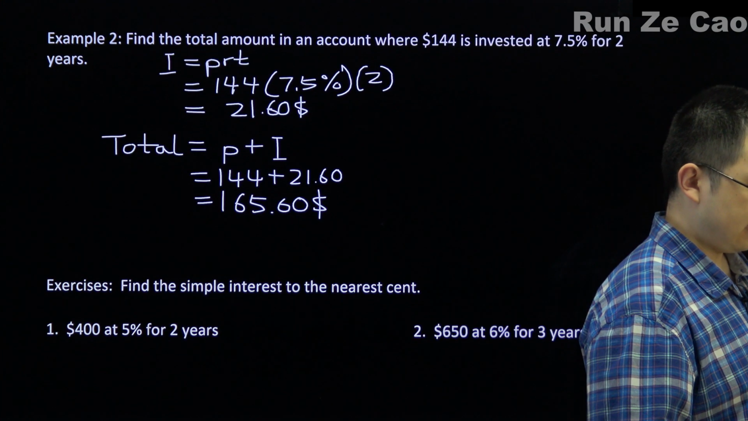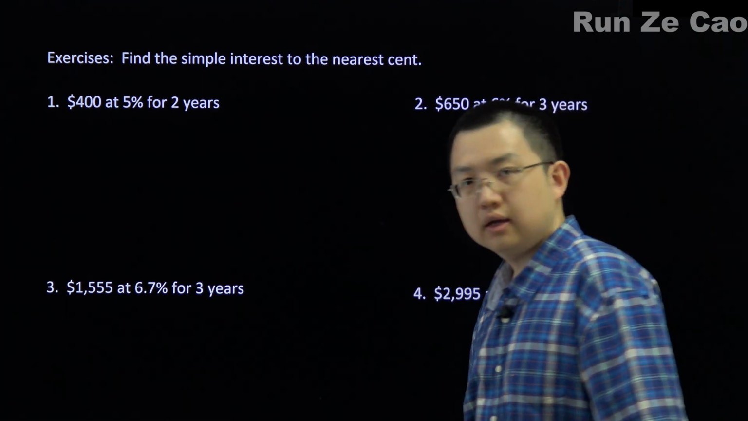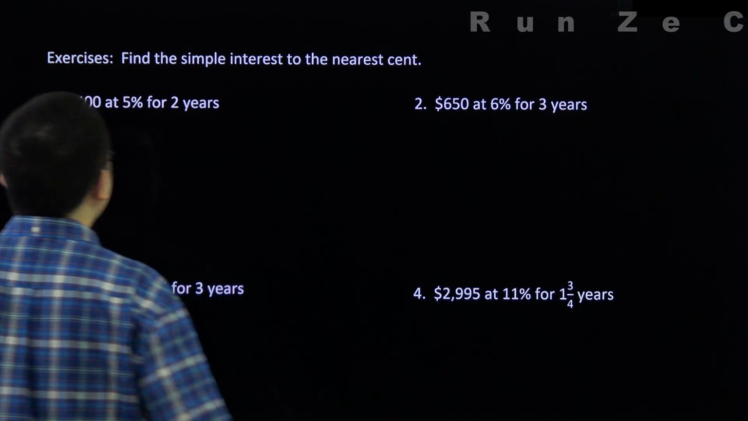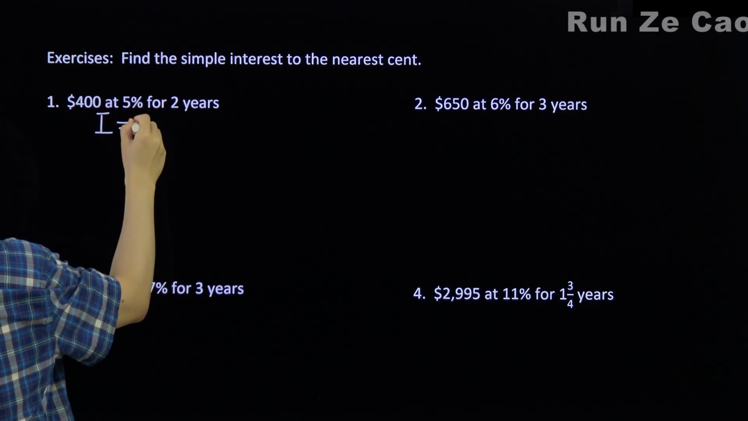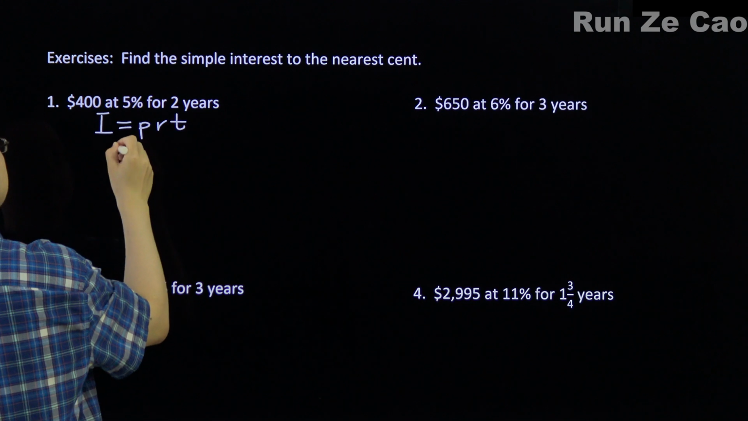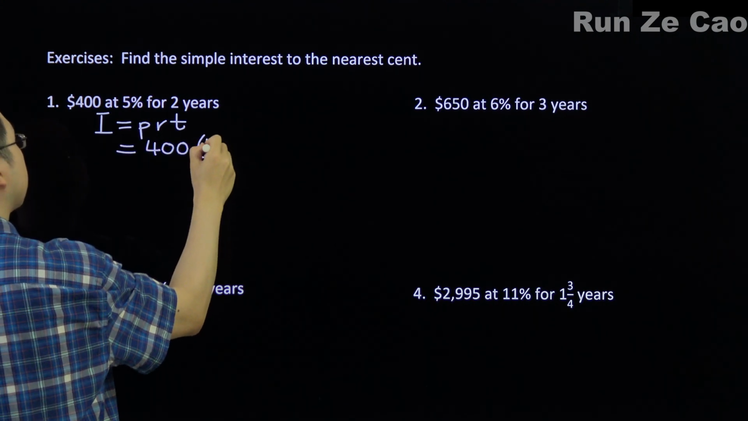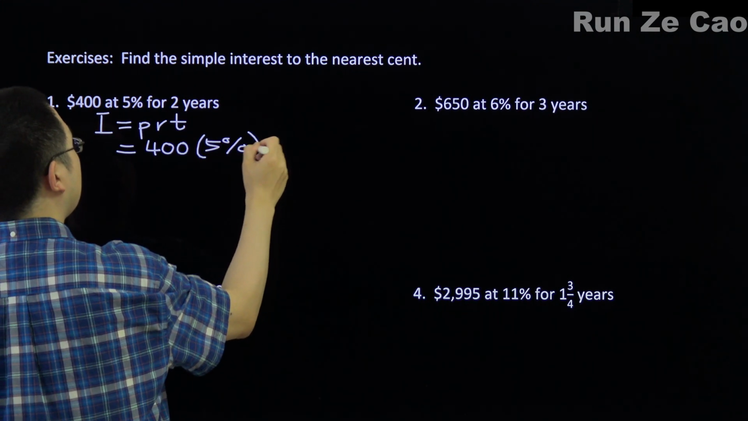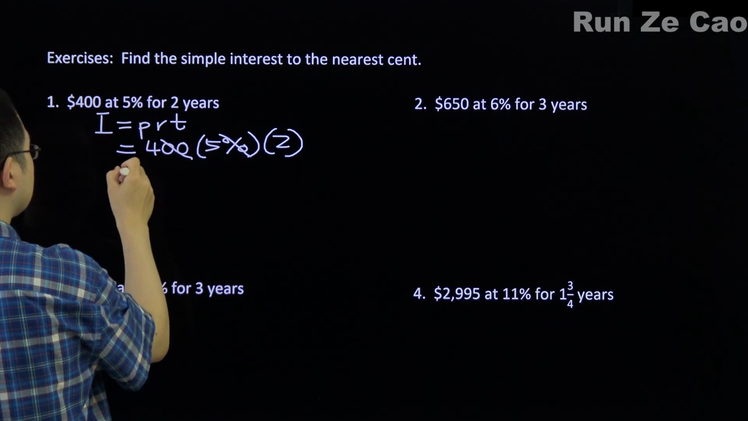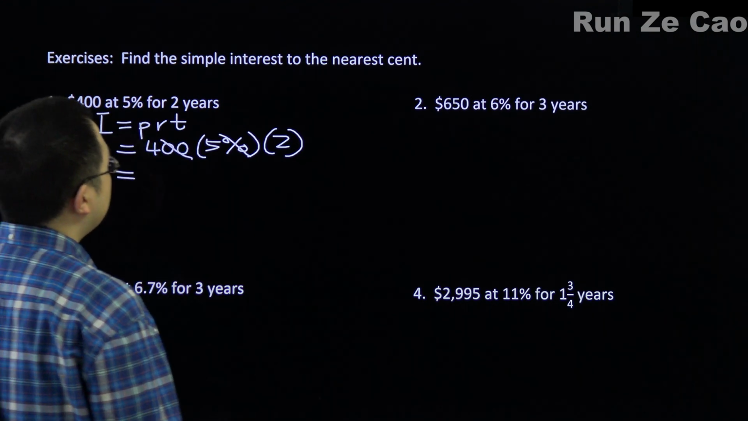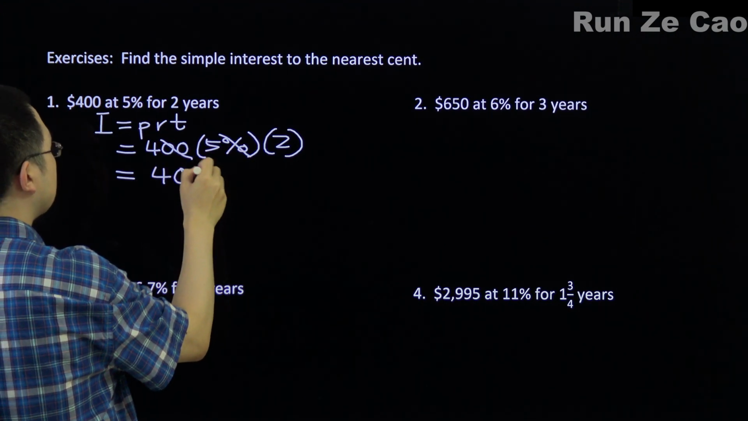All right then. Let's find the simple interest to the nearest cent. $400 at 5% for 2 years. Well, the interest is equal to principal times rate times time. So principal is 400, rate is 5%, and it's for 2 years. So you can cross out the percent symbol and 2 of the zeros. 4 times 5 times 2, or rather 4 times 10 is $40.